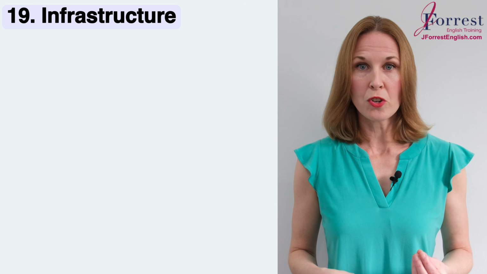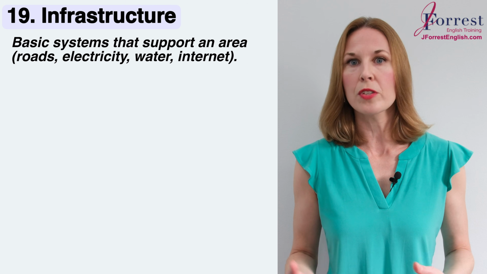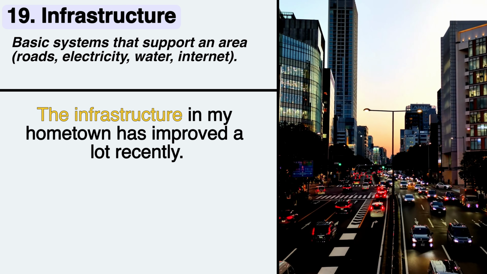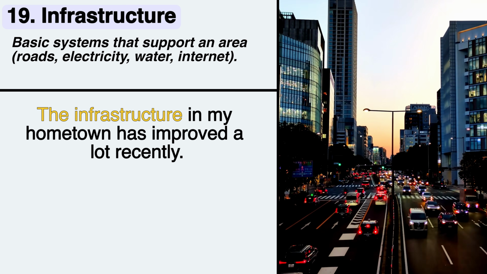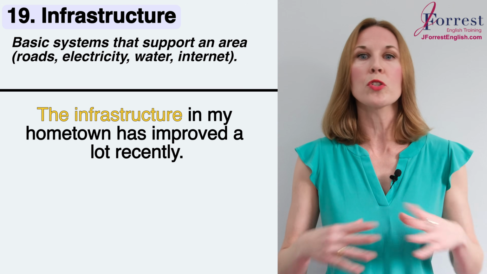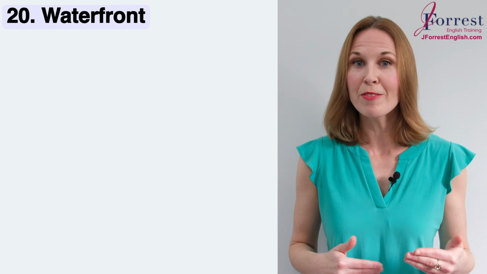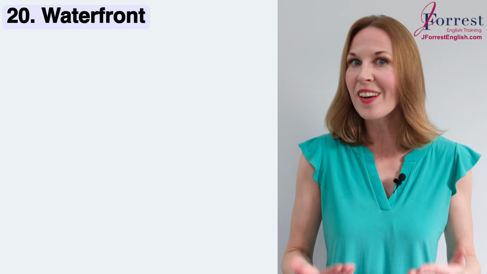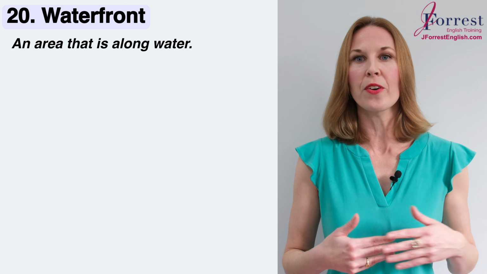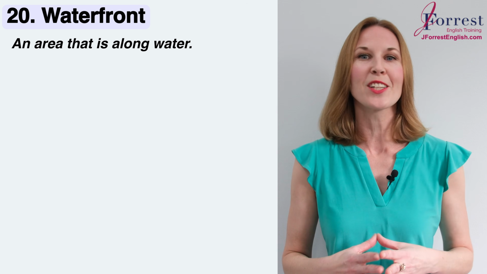Let's talk about infrastructure. This is basic systems that support an area. So think of roads, electricity, water, internet. That's infrastructure. You can say the infrastructure in my hometown has improved a lot recently. And we use this as a singular concept to describe all infrastructure. Let's review waterfront, because this is a sought after area, an area that many people want. This is an area that is along water. Any type of water, whether it's the ocean, a small river, or even a pond, you can say it's waterfront.